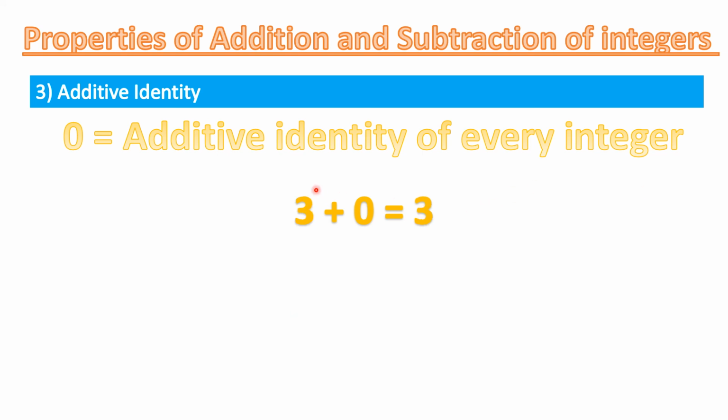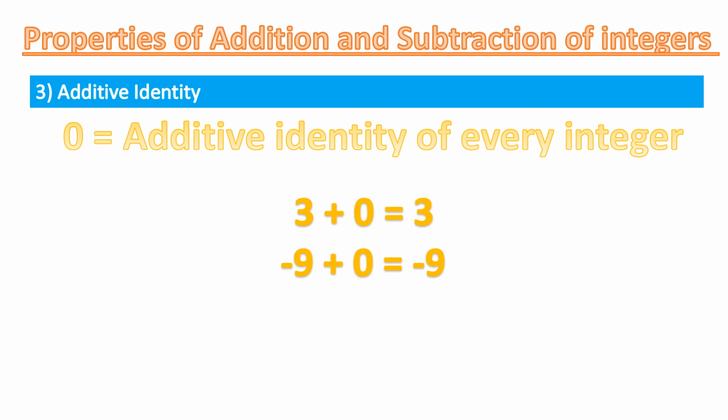The first example is 3 plus 0 is equal to 3. Here, 3 is the integer. When we add 0 to 3, we get 3 itself. So I can say that 0 is the additive identity of 3. Okay, let's look at another example. Minus 9 plus 0 is equal to minus 9. Minus 9 is an integer, and when I add 0 to an integer, I get the same integer itself. So I can say that 0 is the additive identity of minus 9, right?